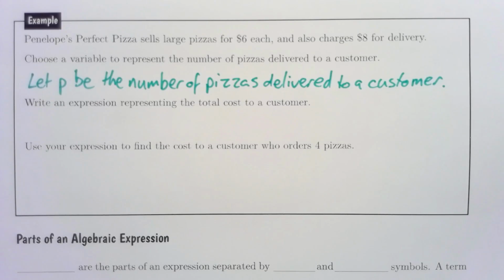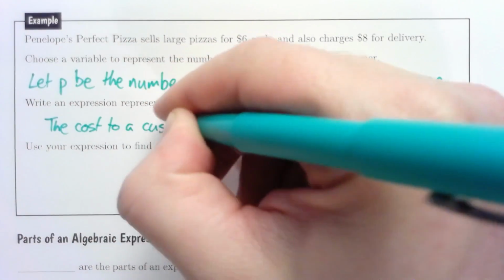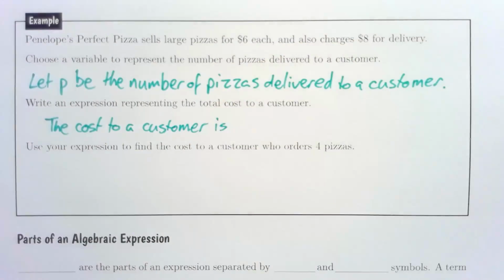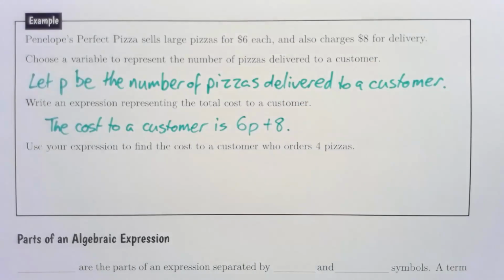Then it says to write an expression representing the total cost to a customer. Well, the cost of the pizzas is going to be 6 times the number of pizzas. We don't know the number of pizzas, but we're using P to represent it. So this is 6P. Then we also need to include the $8 delivery. This is being added onto the cost of the pizzas, so we get the expression 6P plus 8.